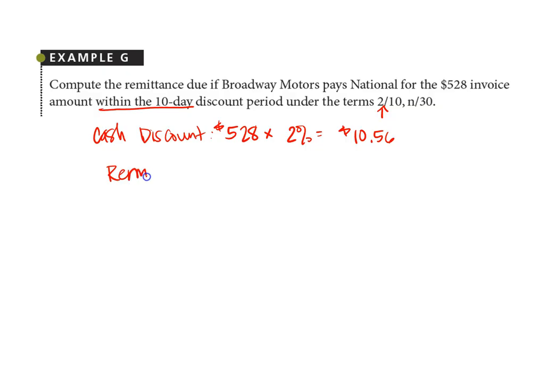And then the remittance, or the final amount that they actually paid, is simply their invoice amount minus the discount amount. So assuming that they paid their invoice under their terms within that 10-day discount period, that means that they paid $517.44.